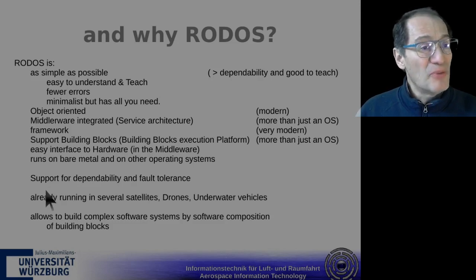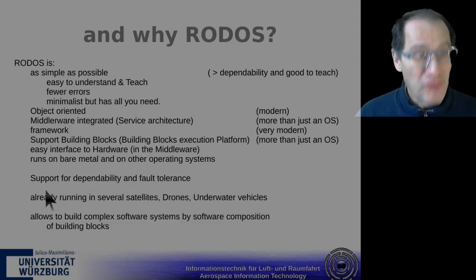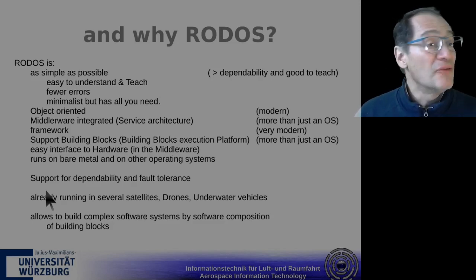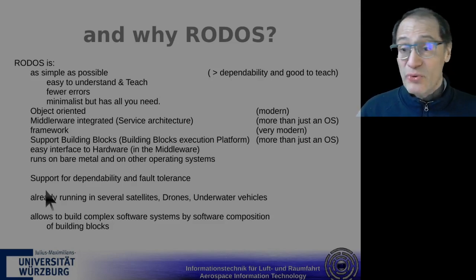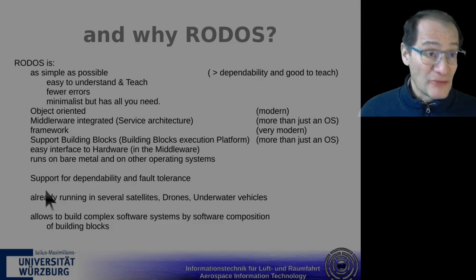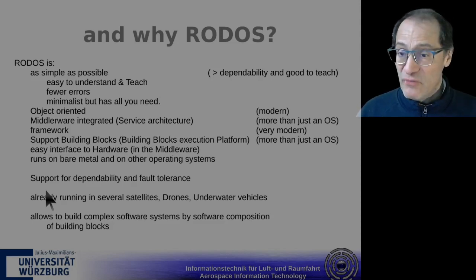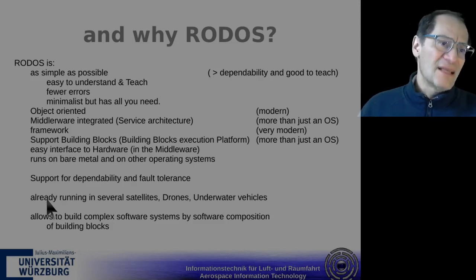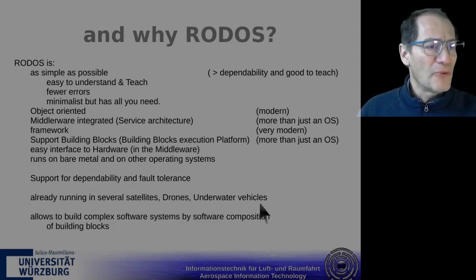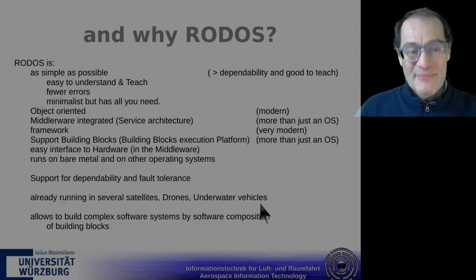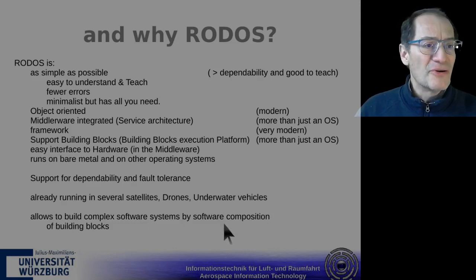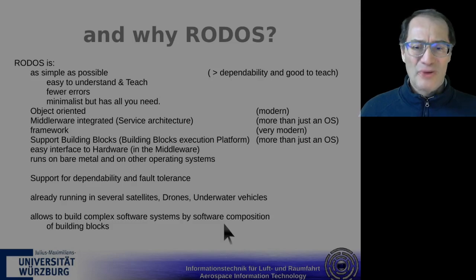Okay, something very important: we don't want crashes. We need fault tolerance. And the support of dependability and fault tolerance is a basic part of Rhodos. So it's already implemented in Rhodos to do some kind of redundancy management to allow the system to be fault tolerant. And another thing, it's already running in many satellites and on underwater vehicles, so it's in real use. It's not an academic project. Well, it was an academic project, but it's already in use in real complex missions. And it allows you to build complex software as a composition, just adding components. And we don't know where the limit is.